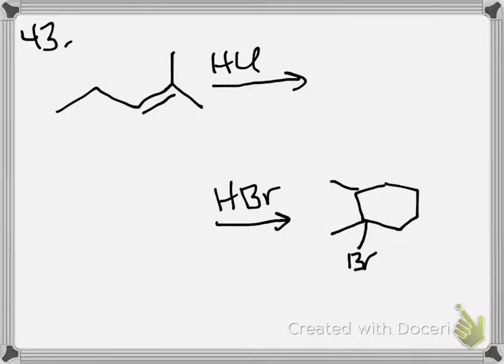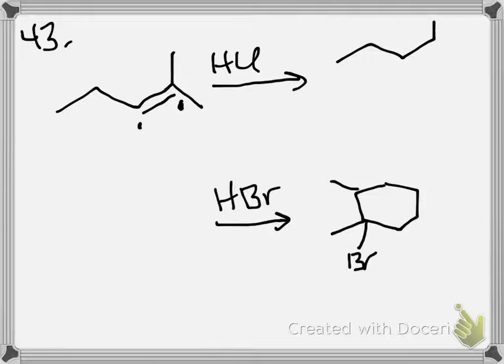All right, so now let's take a look at question 43. So this is the addition of HX to a carbon-carbon double bond. You have to remember that whenever you have an unsymmetrical alkene, you can get two possible products. So the two possible products in this situation would be the hydrogen going to one carbon and the chlorine going to the other carbon, or vice versa.